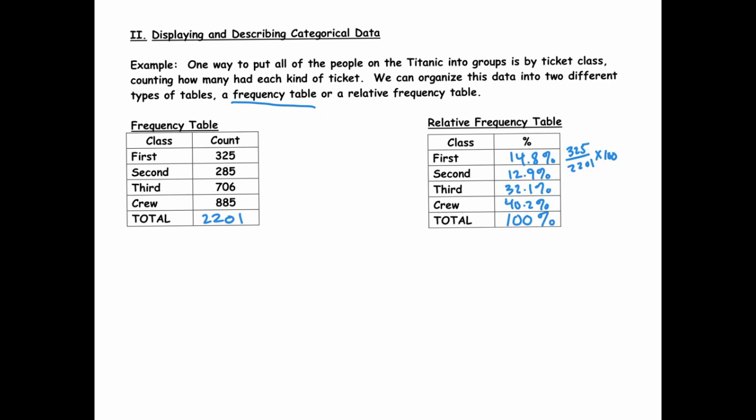So we've got our two types of tables, a frequency table and a relative frequency table. You'll notice that a relative frequency table allows us to get a sense of size, right? Because percents are a familiar way for us to think about quantity. The problem with these tables is that they don't give us a nice visual representation of the data. And so what we often do next is we take these tables and convert them into pictures, which we'll see in the next slide.